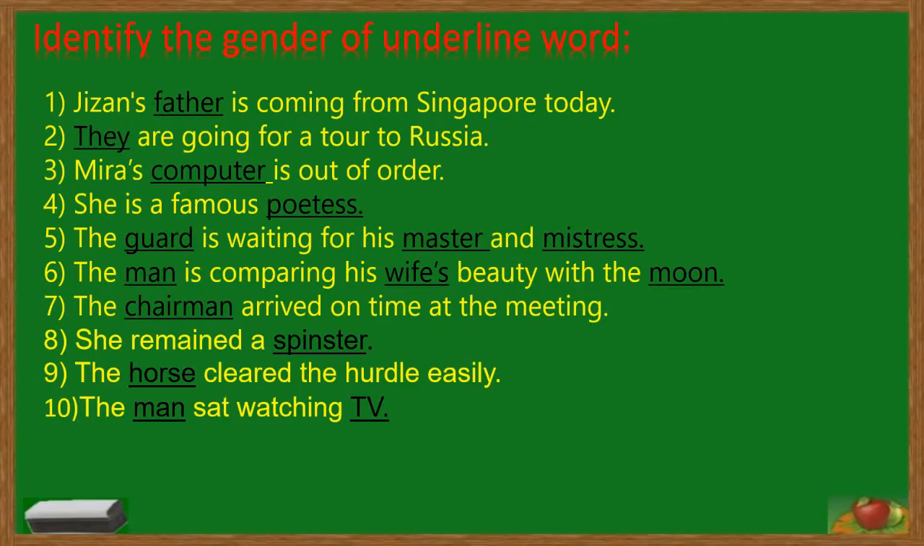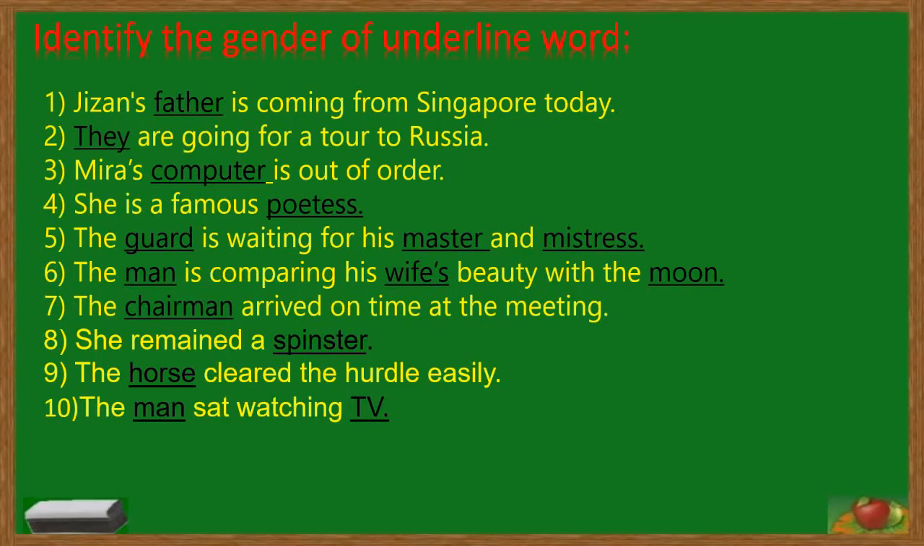The man is comparing his wife's beauty with the moon. Here, man is the masculine gender, wife is feminine gender, moon is a neuter gender. The chairman arrived on time at the meeting. So again here, chairman is a masculine gender. She remained a spinster. Again here, spinster means feminine gender.